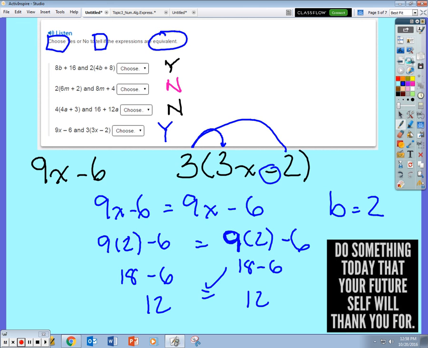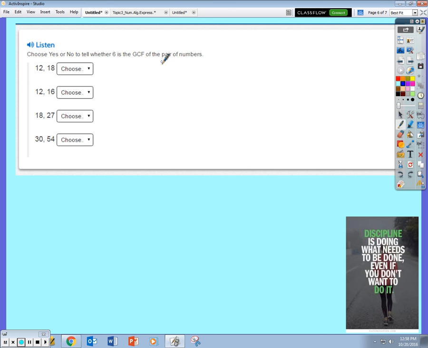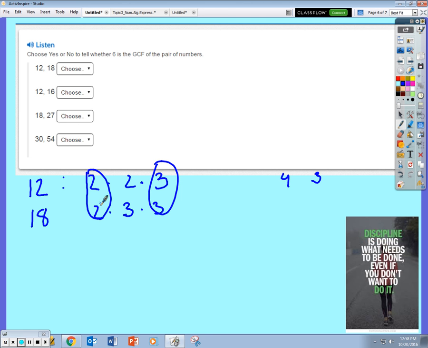All right, last question, I believe. Whew. Tell whether the GCF of the pair of numbers is 6. Greatest common factor. So we have 12 and 18. Is their greatest common factor 6? Well, let's take a look. The prime factorization of 12. Well, it is 4 times 3. But 4 is 2 times 2, so 2 times 2 times 3. 18 is 2 times 3 times 3. Factor pair in common. 2 times 3 is 6. Yes, this is true. Their greatest common factor is 6.